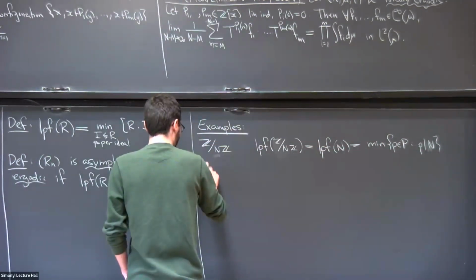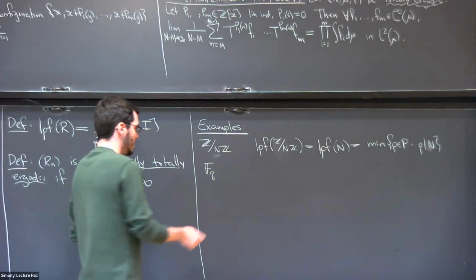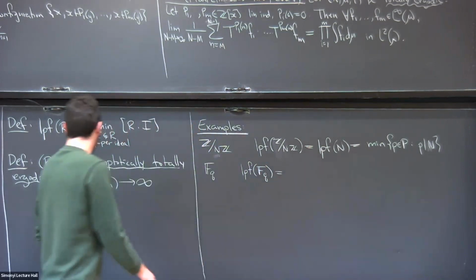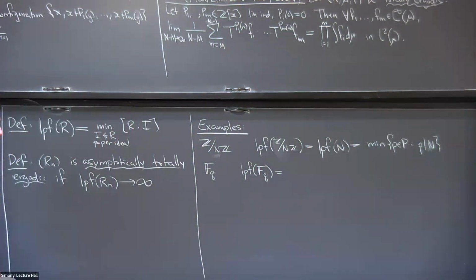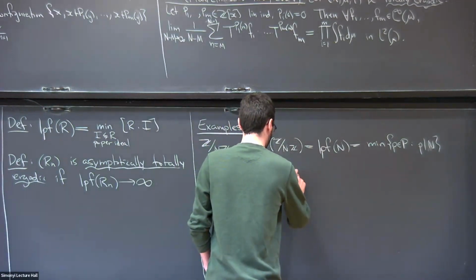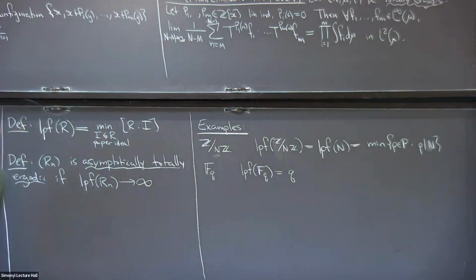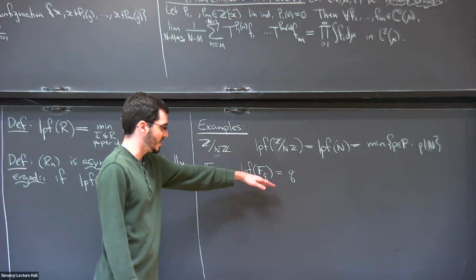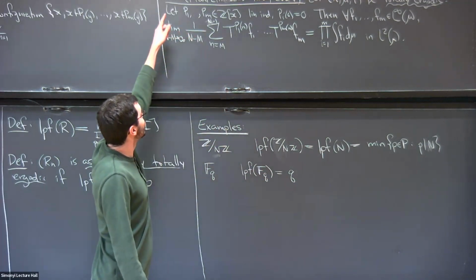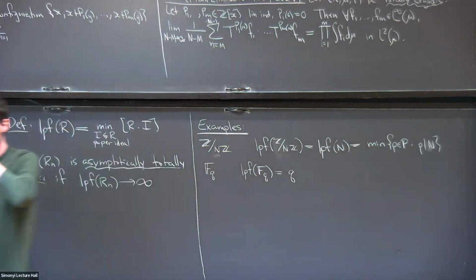Now another good example is if I take a field. Well, if I have a field, then the only ideals are the whole field or 0. And so the smallest index of a proper ideal is going to be just equal to q. And so at least from this definition, if I take finite fields that are getting larger and larger, this should be somehow approaching total ergodicity. And at least these results up here suggest that in some case, at least, that's meaningful to think of.